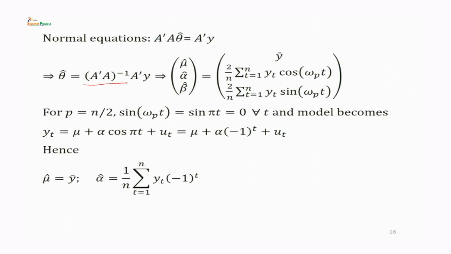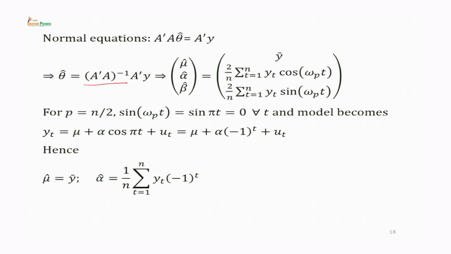So, finally, you obtain mu hat, alpha hat, beta hat equal to y bar, 2 by n summation y t cos omega p t, and 2 by n summation y t sin omega p t. Then for p equal to n by 2, cos omega p t is equal to 0, and then you have this model. So, you remove the sine term, and cos pi t is equal to minus 1 to the power t.